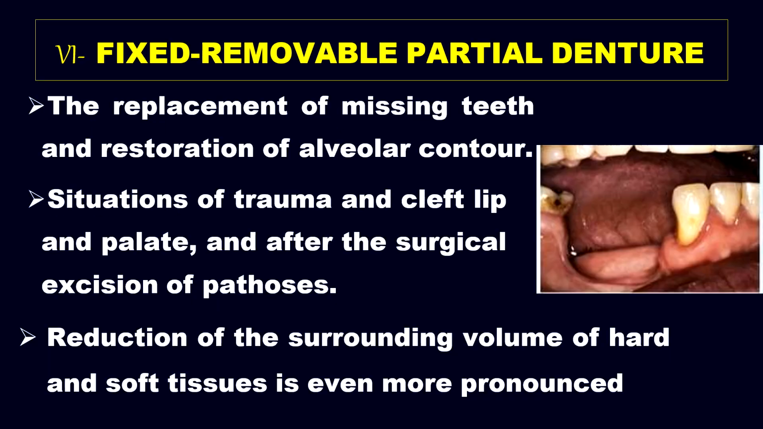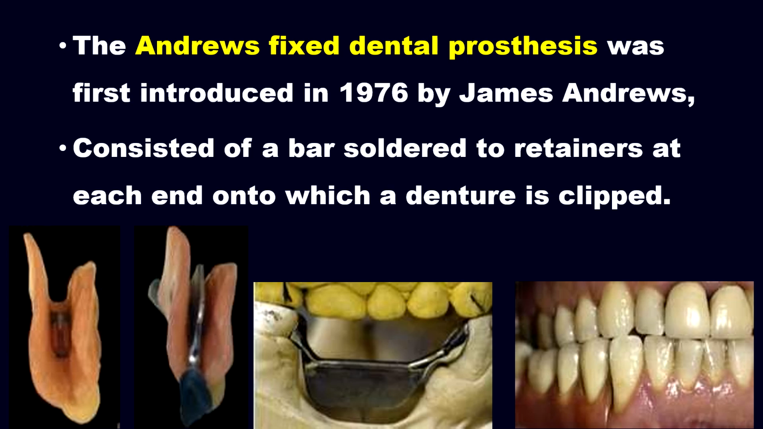This is a fixed removable partial denture. It is used for the replacement of missing teeth and restoration of function, in situations of trauma, cleft lip and palate, and after surgical excision, for prosthesis, where the reduction of the surrounding volume of tissue is even more pronounced. The best example is Andrews bridge.